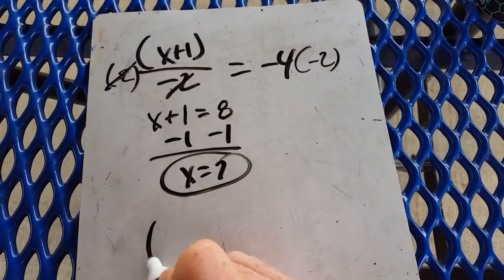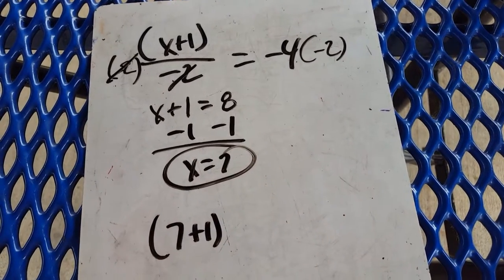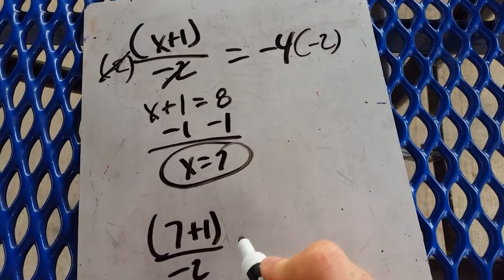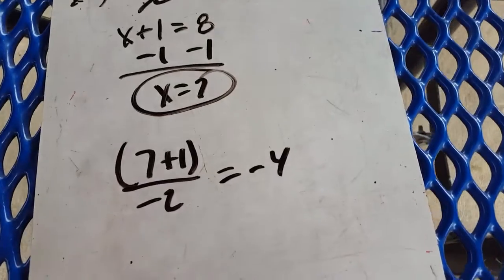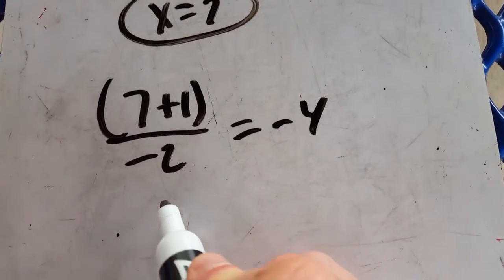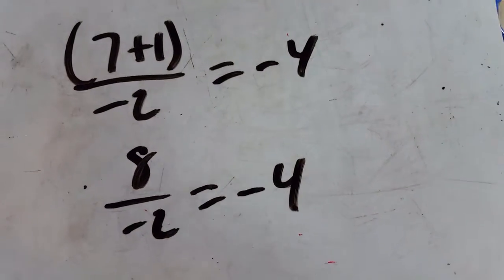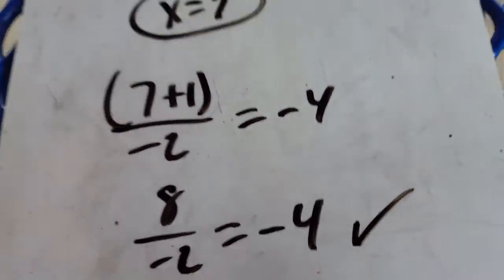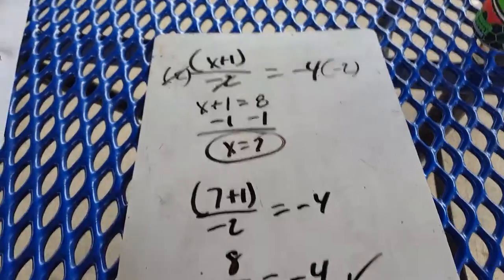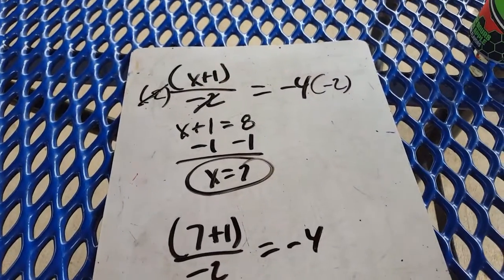We should check that. If we did it correctly, 7 plus 1 divided by negative 2 should equal negative 4. Let's see, 7 plus 1 is 8. Does 8 divided by negative 2 equal negative 4? Yes, it does. So we got it right. Okay, one more. Let's try one more here.